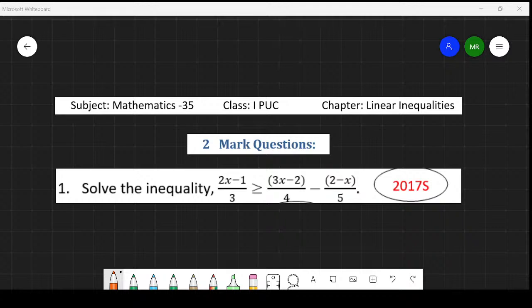Today I am going to explain First PUC Math Revision Class 15. In this, I am going to explain linear inequalities. The topic is linear inequalities. Definitely they will ask one 2 marks question and one 5 marks question, no doubt in that. So you can easily answer the 2 marks and 5 marks questions here. Very easy to answer. Questions are simple here.